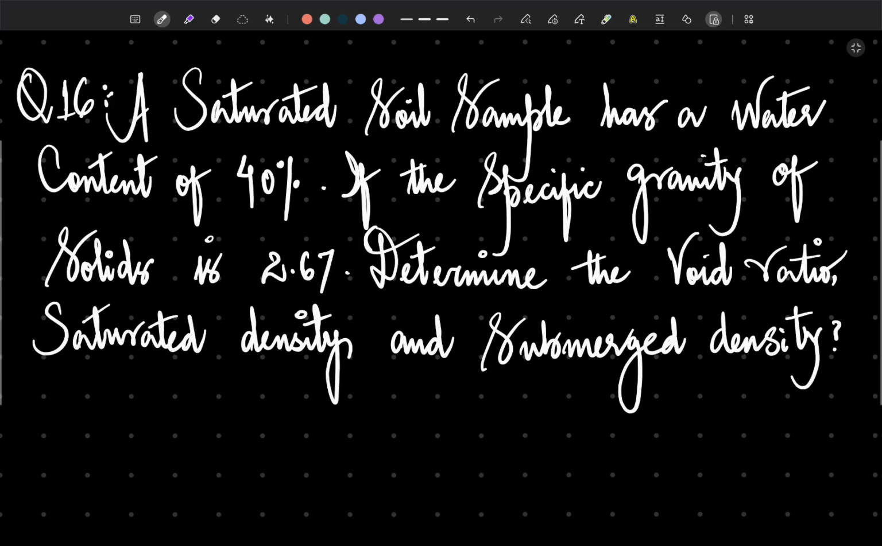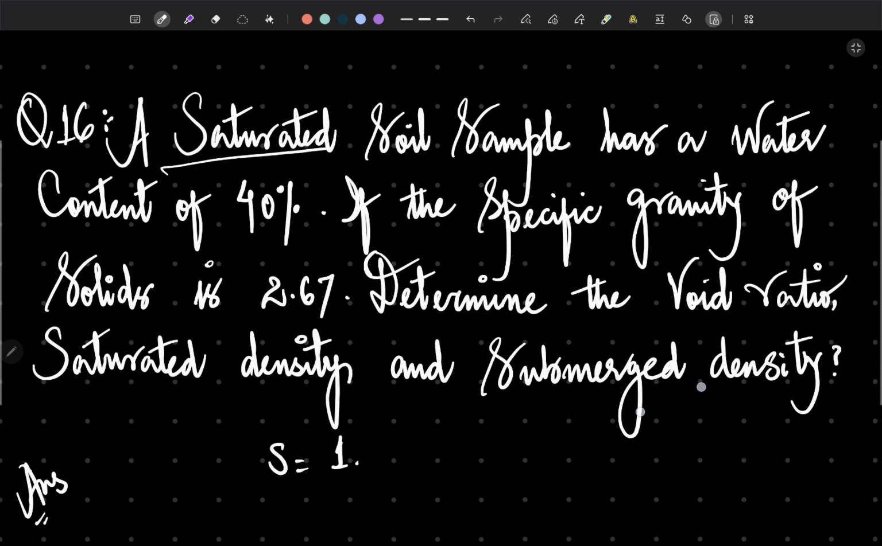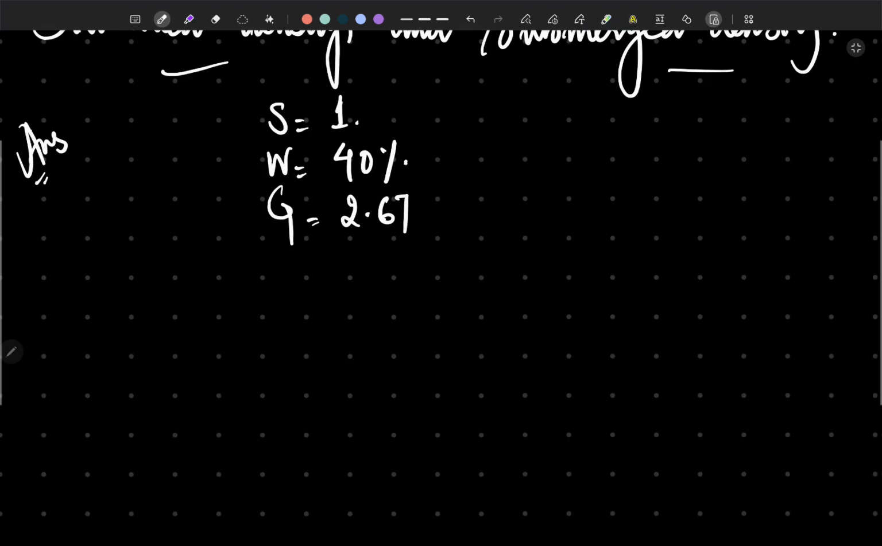All right. A saturated soil sample has a water content of 40%. If the specific gravity of solids is this, we have to determine the void ratio, saturated density, and submerged density. Let's solve this one. A saturated soil sample, that means S is 1, has a water content of 40% and specific gravity is given 2.6, and we have to determine the void ratio, saturated density, and the submerged density. Let's find the void ratio first.